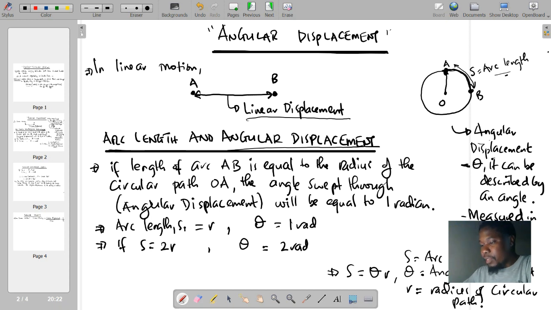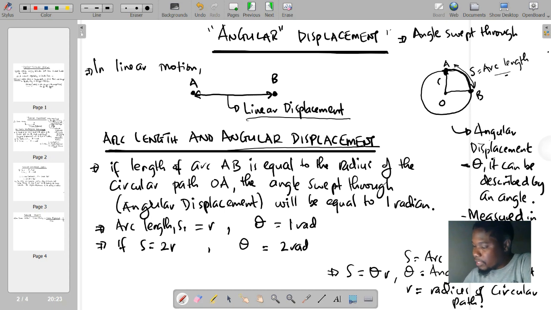But now the concept of angular displacement, as the name suggests, is that it's a displacement that can be described using an angle. Angular displacement is described by the angle swept through by the object or the person who is making the movement from point A to point B. This is displacement that can be described by an angle. That is very important.